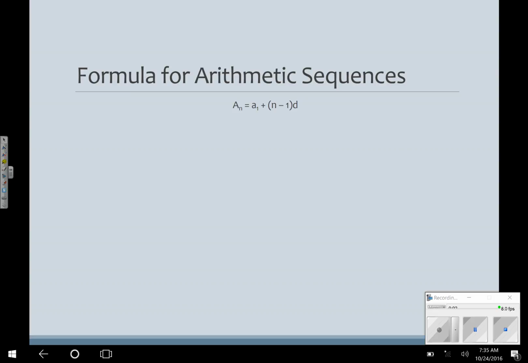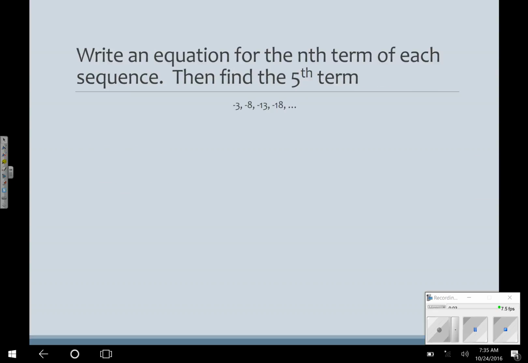Now we have a specific formula for arithmetic sequences. That formula is a sub n equals a sub 1 plus n minus 1 times d. So n is the number of terms we have. A sub 1 represents the first term. Remember, there's no magical mathematics to the n and to the 1. The little ones, they're just there to tell you which ones they are. d is our common difference. And a sub n is what we call the nth term. So if you were finding the 10th term, you would put the 10th term in there. Might look kind of confusing, but let's look at some examples.